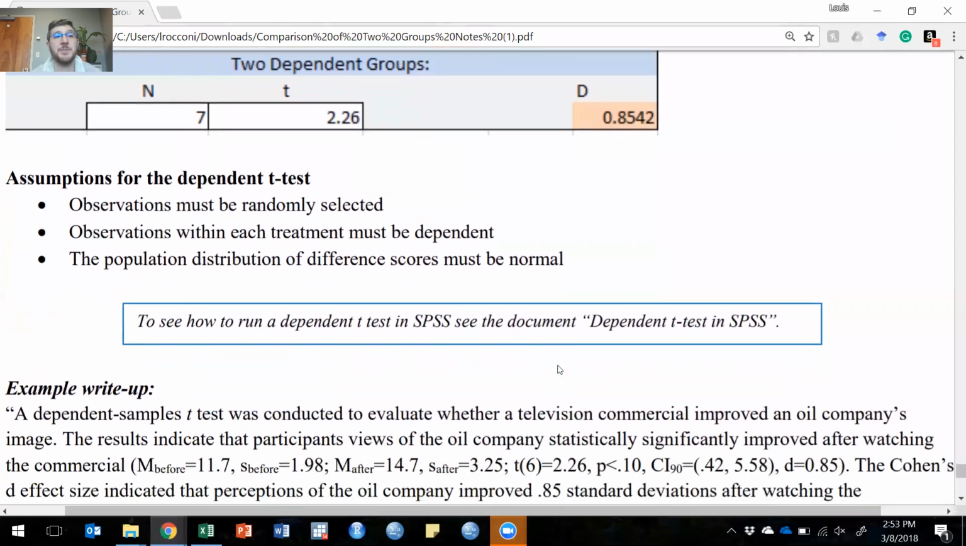So the assumptions for the dependent t-test: observations must be randomly selected. We have to select randomly from a population if we want to make inferences back to that population. Observations within each treatment must be dependent, right? So that's the idea of having repeated measures, or a matched pairs group. And then we also make a normality assumption here too. But generally, we're not too worried about this, especially as sample sizes increase, the normality assumption becomes less problematic.